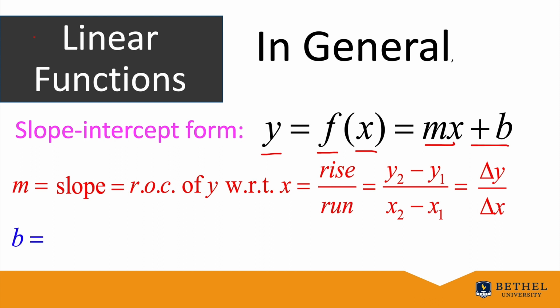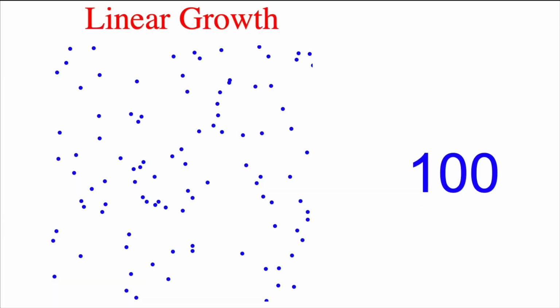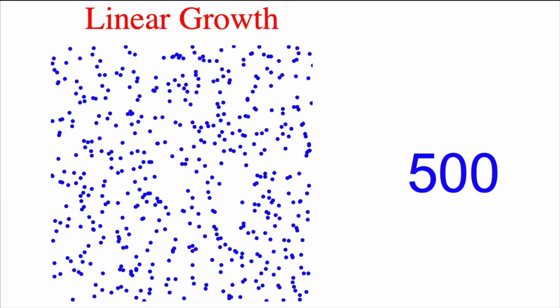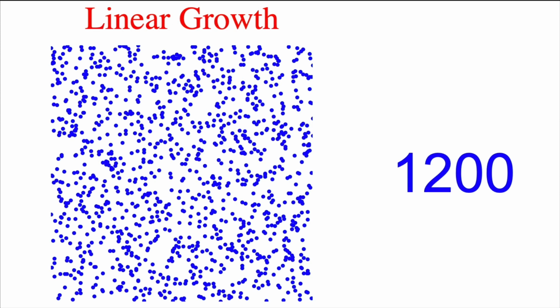The letter b represents what's called the y-intercept of the function. It is the initial value of the function when x equals 0. In other words, it's f of 0. And if you've got a point (x1, y1) on the line, it can be found by doing y1 minus m times x1. Linear growth occurs at a steady rate. Here, the number of dots increases by exactly 100 for each time step.